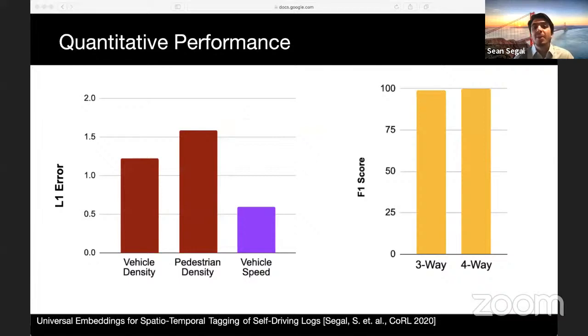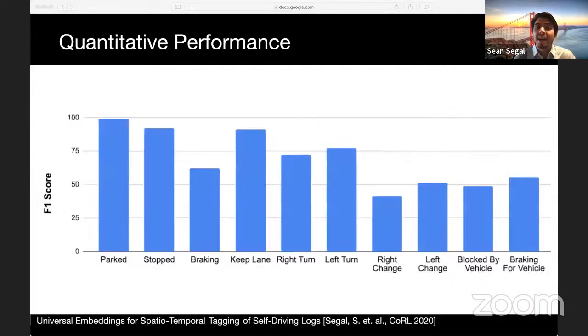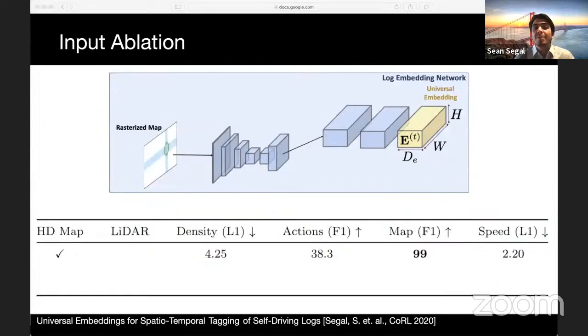Quantitatively, we see that our model simultaneously attains good performance across the continuous attributes of actor density and vehicle speed, measured by L1 error, map topology attributes, measured by F1 score, and the actions and interactions, also measured by F1 score. We ablate each model input to understand the relative gain of adding LiDAR and HD maps for each tag attribute, summarizing the performance across tag types with a geometric mean.